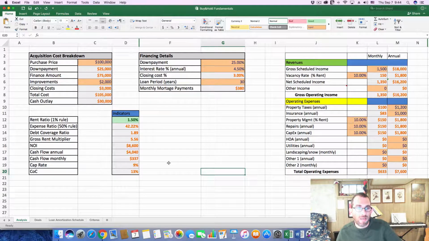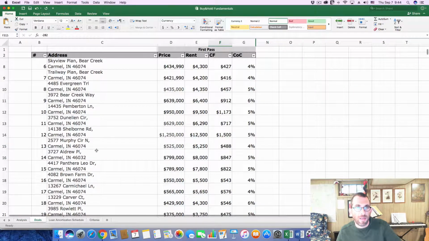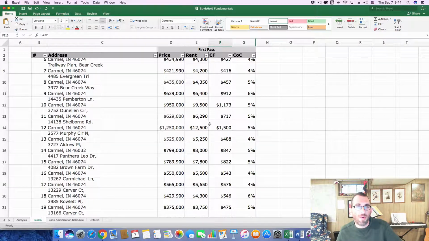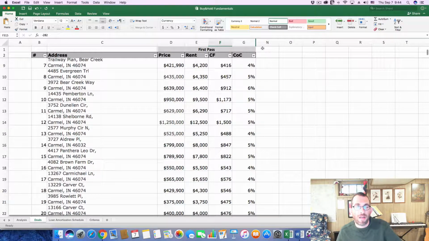So that's basically my sheet. If you watch any of my videos, I catalog all of the deals I look at here with a couple of basic indicators that I can then look at and decide to filter, for instance, by cash on cash or by cash flow, and look a little deeper into the rest of the properties.